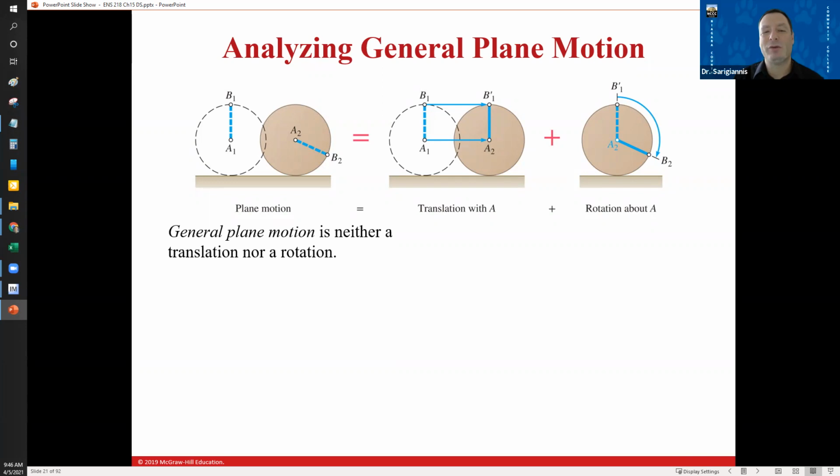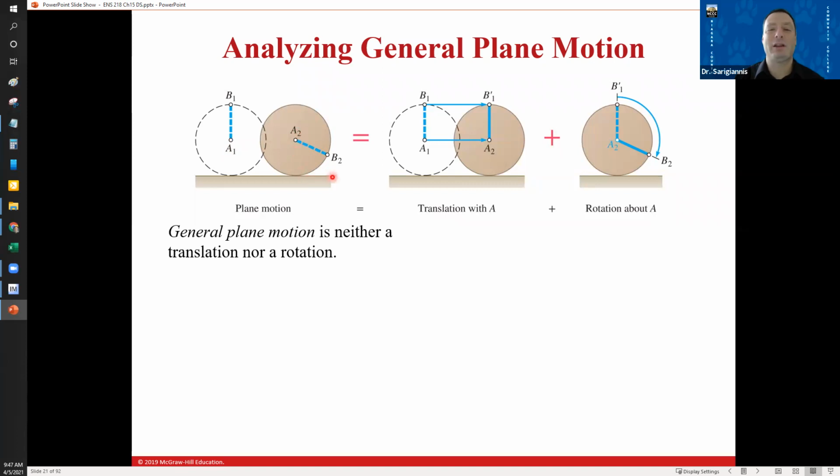And when you deal with general plane motion, what we've got here is neither pure translation nor pure rotation, right? So look at this. This circle moving, right? It's like a bicycle wheel. So a lot of common applications in just point A and B start off like this. As it rotates, point B changes position. Point A pretty much stays in the same spot.